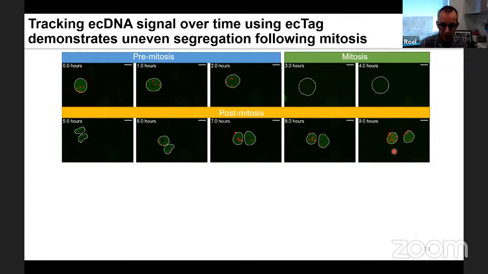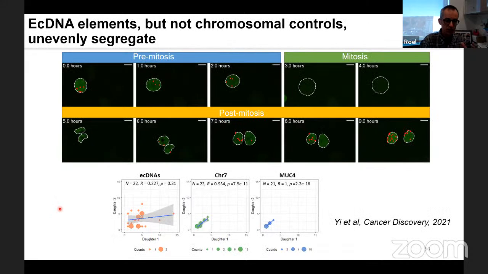And when we counted ecDNA signals for daughter cells across a number of different mitotic processes, we indeed see that there's little correlation between the number of ecDNA copies in the two daughters. Whereas, of course, for two control loci, chromosome 7 and MUC4, we see that there's a very strong linear correlation.